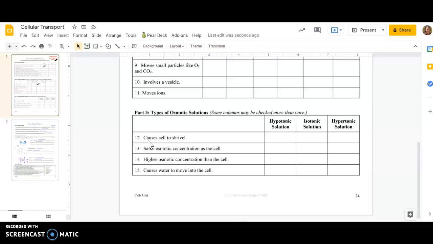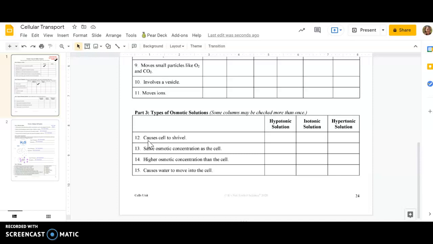Well, why would water want to leave a cell? The only reason that your cells will ever get rid of water is because something on the outside of the cell needs to be diluted or watered down. So let's take that example of the sugar in our cell versus on the outside. We have 5% sugar on the inside, we have 20% on the outside.